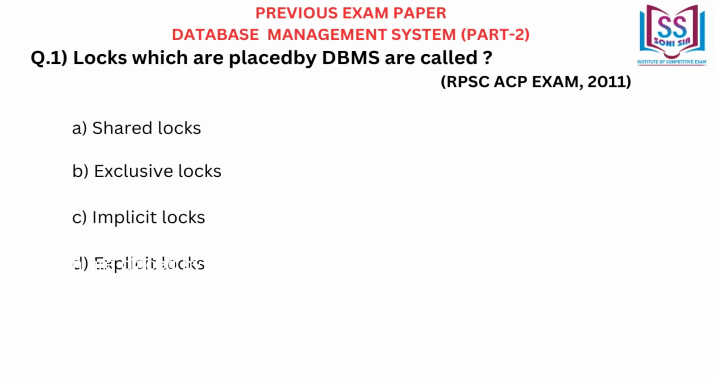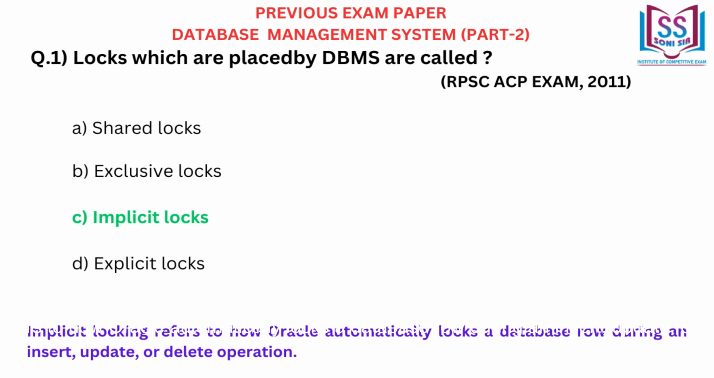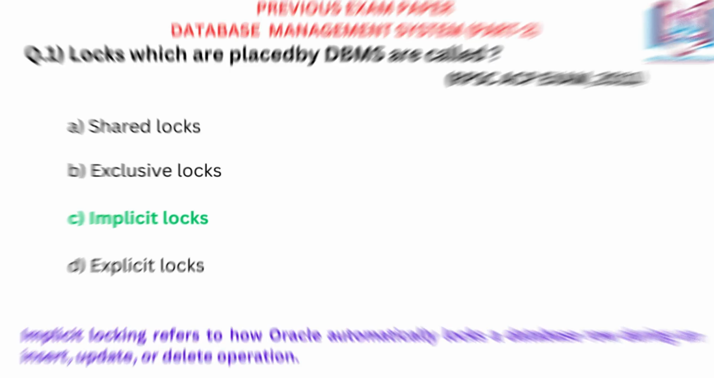Locks which are placed by DBMS are called: A. Shared locks, B. Exclusive locks, C. Implicit locks, D. Explicit locks. Correct answer C. Implicit locks. Implicit locking refers to how Oracle automatically locks a database row during an insert, update, or delete operation.